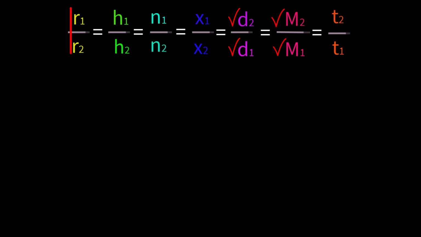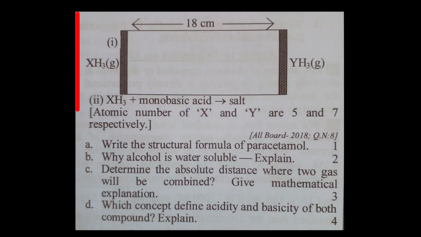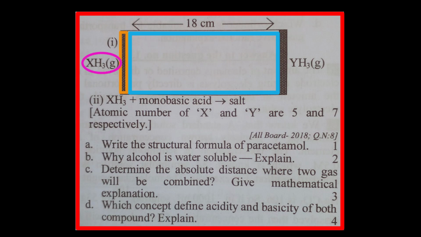We only can use this formula when H1 equals distance x and H2 equals total distance minus x will be given in a stimulus. Look at the stimulus. This is a cylinder. Its length is 18 centimeter. This is a cotton weighted with XH3 gas, and this cotton is weighted with YH3 gas. XH3 reacts with monobasic acid and produces salt.